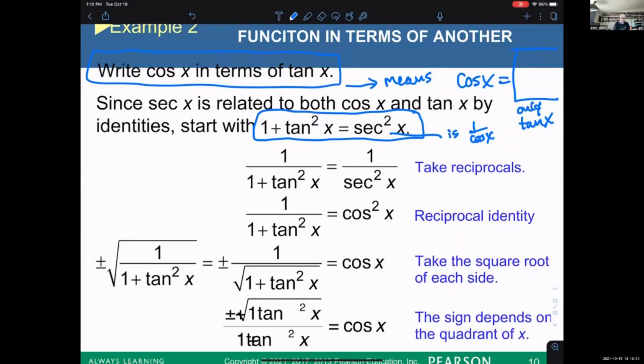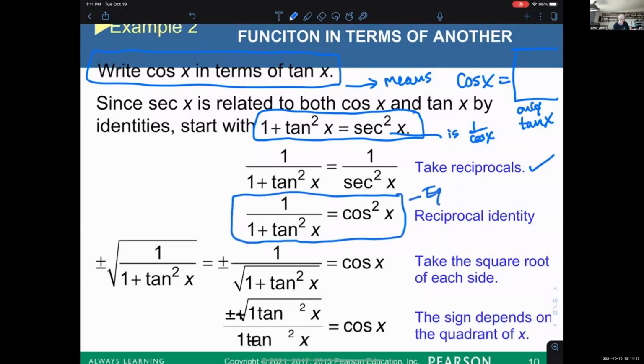So they start by saying, all right, well, if we have 1 plus tan squared x is secant squared x, since secant squared x is the flip of cosine, I can flip it to get cosine. So they take the reciprocals of both sides of the equation. They flip both sides, because when you have 1 over secant squared, that becomes cosine squared. So using the reciprocal identity that the reciprocal of cosine is secant and vice versa, 1 over secant squared becomes cosine squared.